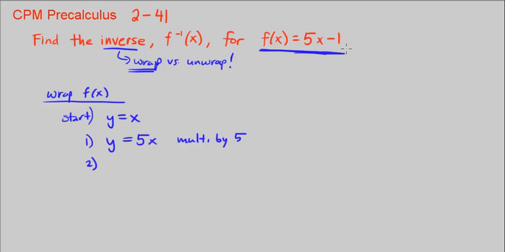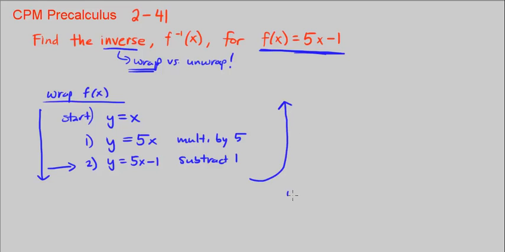And second, we subtract 1. So we do one thing at a time, right? Subtract 1. And this right here is f of x, okay? So this is how we wrap the function, and now we wrapped it, and this is our final wrapping, f of x. So how do we unwrap it?